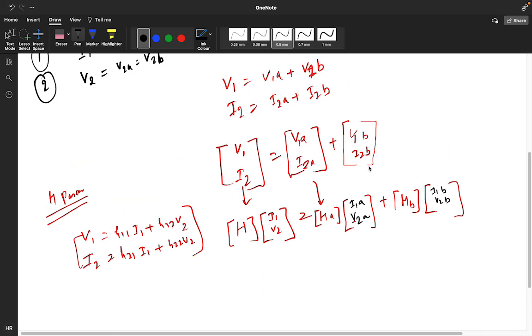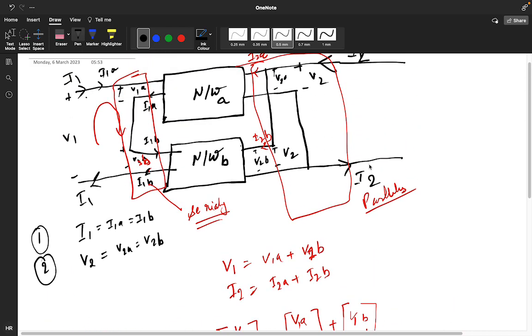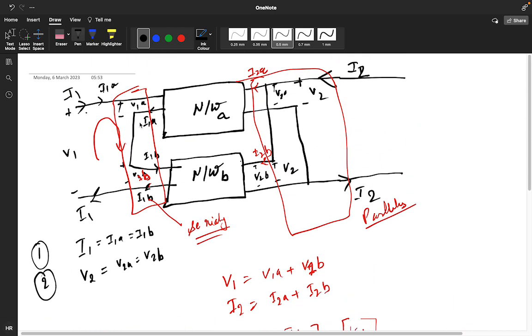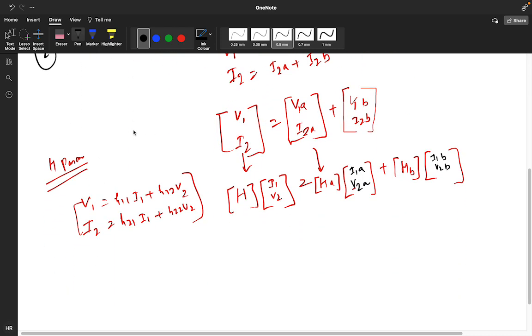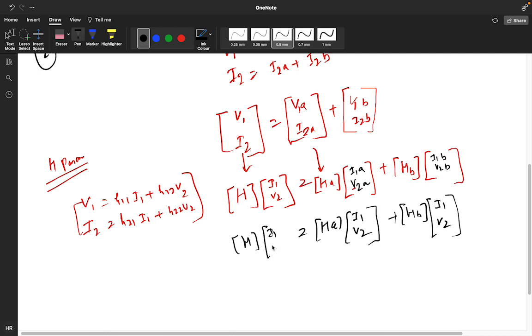So see, your I1A or I1B is equal to what? I1A or I1B is equal to I1 only. So here we can replace this for HA as I1 only, plus this is HB and this I1B is your I1 only. And this V2A and V2B is equal to V2. So here you are getting the H parameter as I1, V2. So these are getting cancelled out. So you are getting H is equal to HA plus HB.